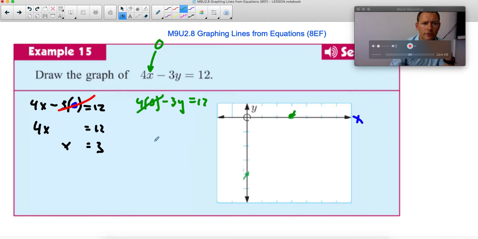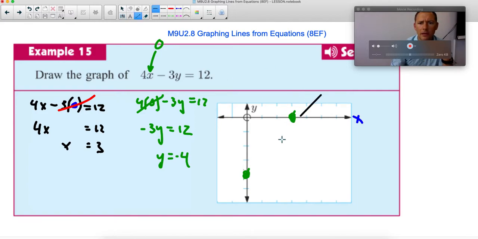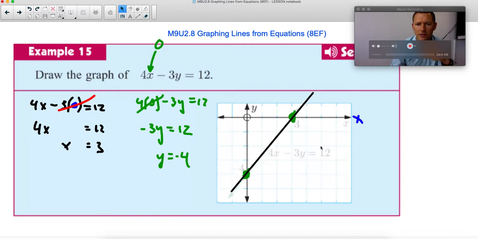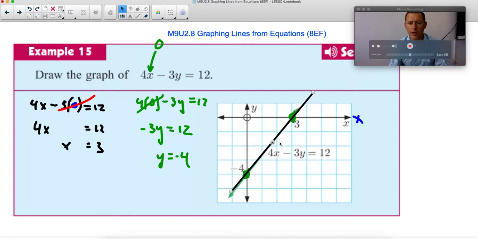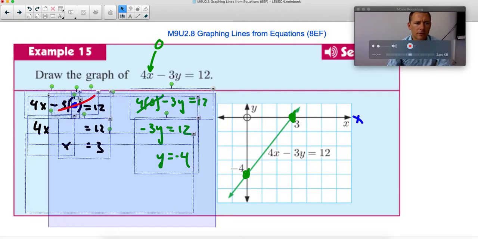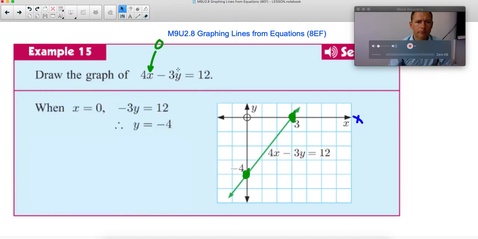4 times 0 is 0. You get negative 3y equals 12. You divide by negative 3, you get y as negative 4. You put a dot there. Right? There's a dot there, there's a dot there. 2 dots is all you need to make a line. You run your line. Hopefully you actually hit it instead of Mr. G. And your line looks like that. Ba-boom. Cool.